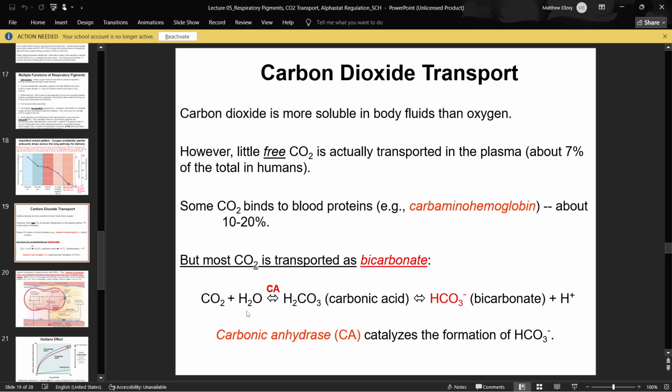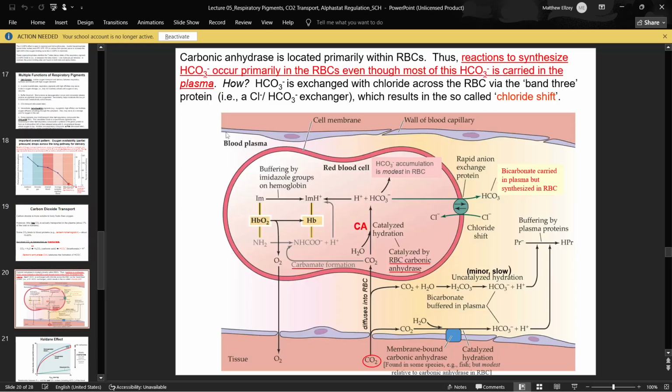And so we can see this equation here that CO2 and water are going to be catalyzed into carbonic acid and bicarbonate with a proton on the end. And this is catalyzed by this enzyme carbonic anhydrase, again catalyzing the formation of this bicarbonate. And now we can talk about the importance of this, because this is actually an important mechanism for regulating this chloride shift, as it's known.